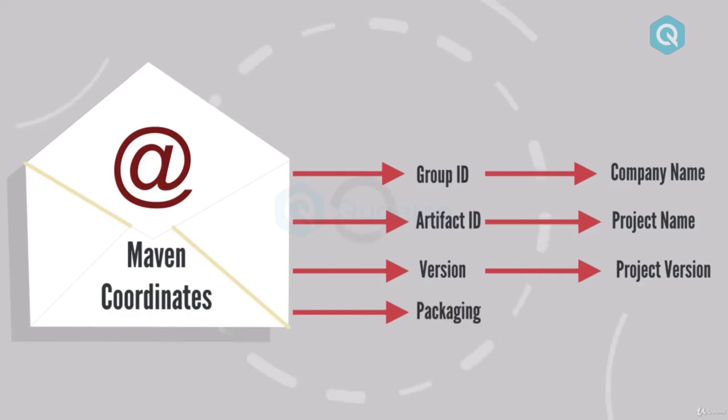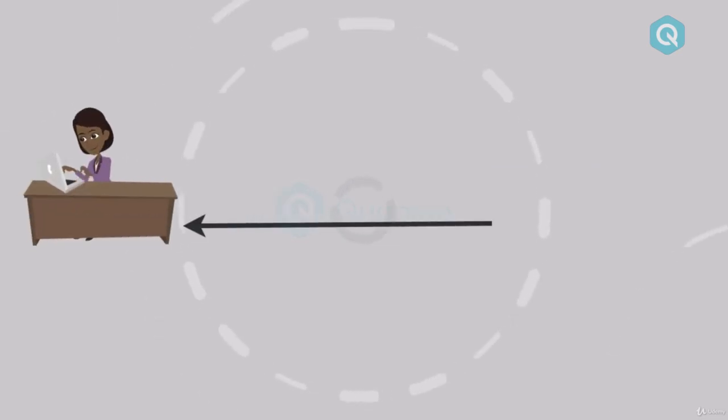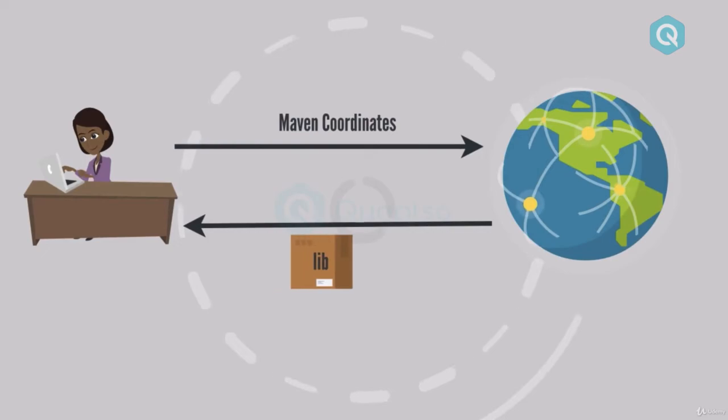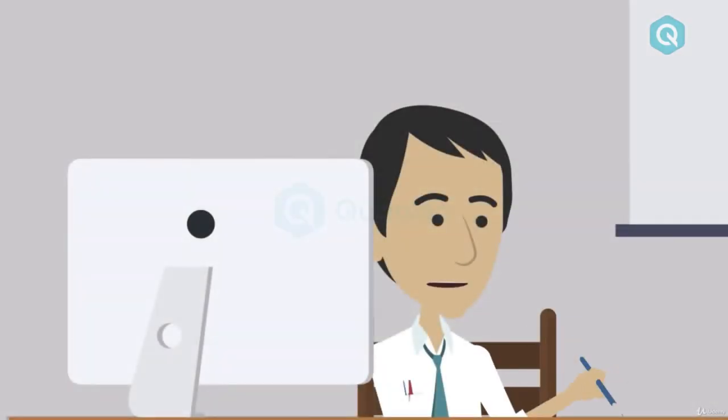Fourth, packaging. For some technical reason, it might be possible we need multiple packaging types of the same artifact. Hence, the packaging component. By combining all these components, we get the unique Maven coordinate. And using these Maven coordinates, we can download a dependency via Maven Central. Okay, let's move to our original topic of managing dependencies via Maven.